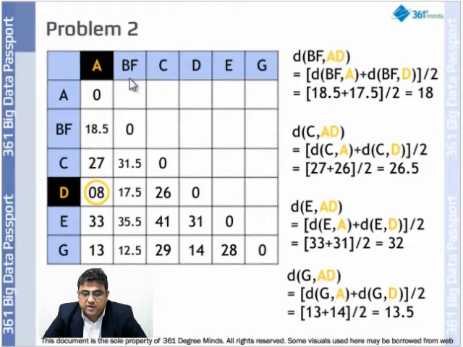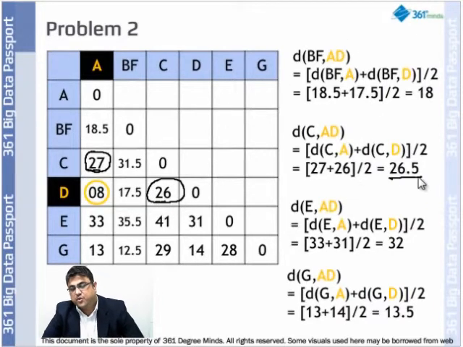So the distance between BF and A is 18.5. The distance between BF and D is 17.5. So the average is 18. The distance between C and AD, which is C and A and C and D, 27 plus 26 divided by 2 is 26.5.